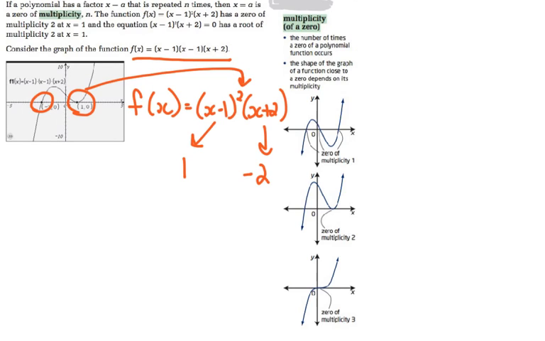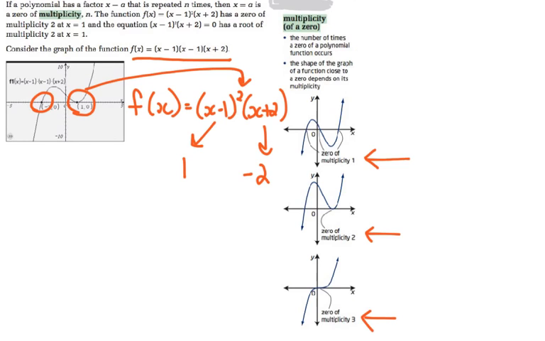So when you have a multiplicity of 1, or just the bracket with no exponent, the graph will flow through the x-axis straight away. If you have a multiplicity of 2, then the graph will actually just touch the x-axis and then bounce off of it.